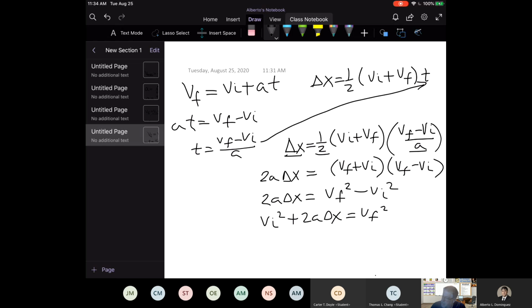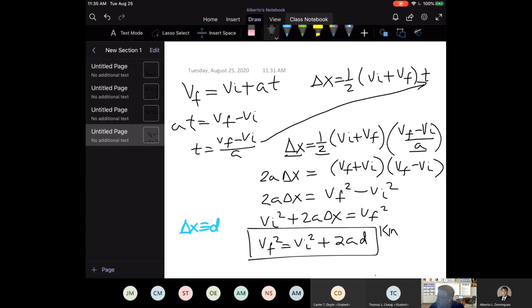And then I'm going to make a couple of switches. I'm going to switch the order around, so it's going to be V final squared equals V initial squared plus 2A. And I'm not a fan of delta X, so I like D. So I'm just going to make the substitution that delta X is equal to D by definition, just so that I can use D. All right. And this is kinematics equation number 3.